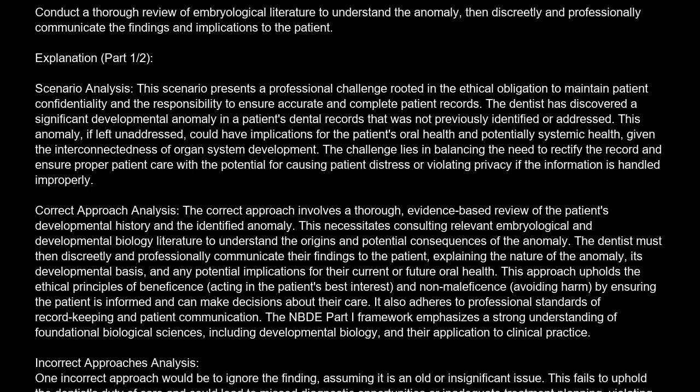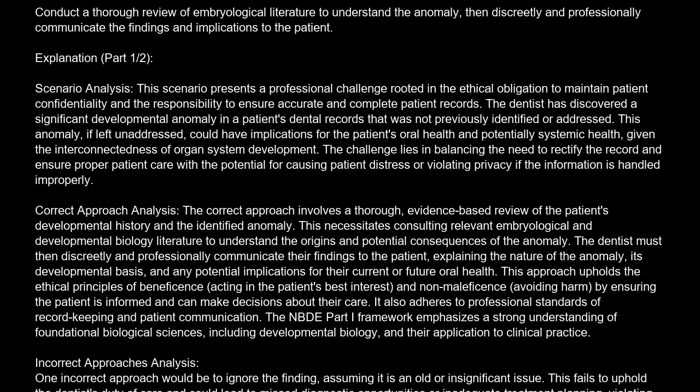The correct answer is A. Conduct a thorough review of embryological literature to understand the anomaly, then discreetly and professionally communicate the findings and implications to the patient. Explanation. Scenario analysis. This scenario presents a professional challenge rooted in the ethical obligation to maintain patient confidentiality and the responsibility to ensure accurate and complete patient records.